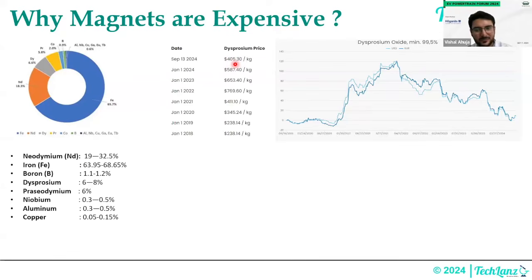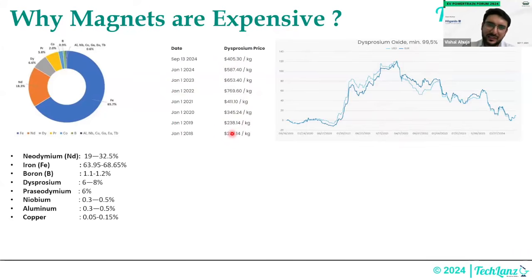kg, right? And if you see the trend of the pricing, just after COVID, when everyone was thinking about EV, the price was 100 times higher. Can you see this? In Jan 2022, the dysprosium price was $769. It's an insane amount of price. Initially, it was not like that, right?